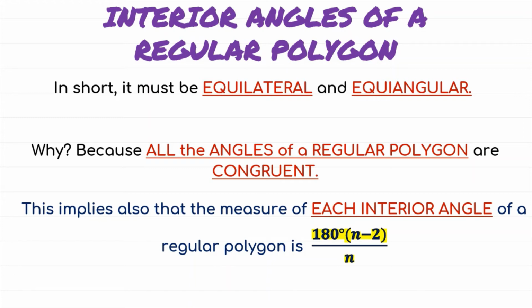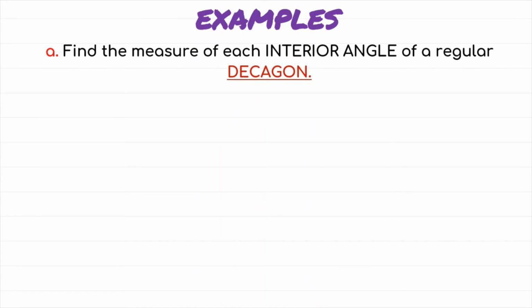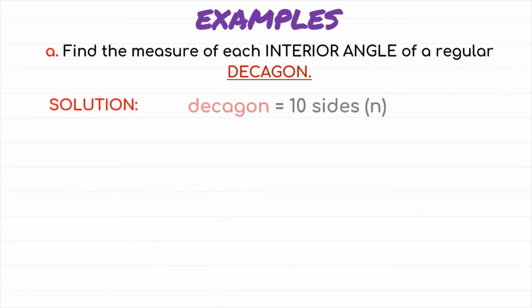Okay? So, alamin muna natin yung total ng ating polygon, yung sum of the measures of interior angles of a polygon, and then i-divide natin kung ilang sides. So, for example, find the measure of each interior angle of a regular decagon. So, pag sinabing regular decagon, meaning it has 10 sides. So, ang decagon natin ay mayroong 10 sides. So, yun yung n natin.